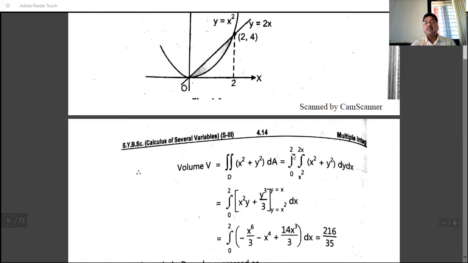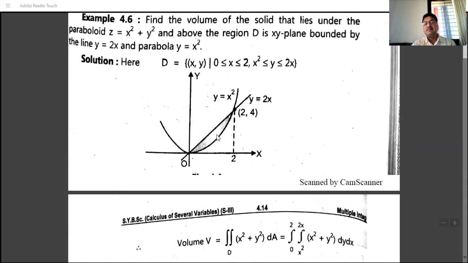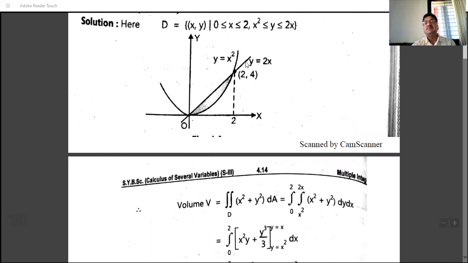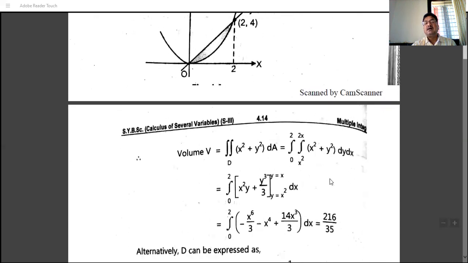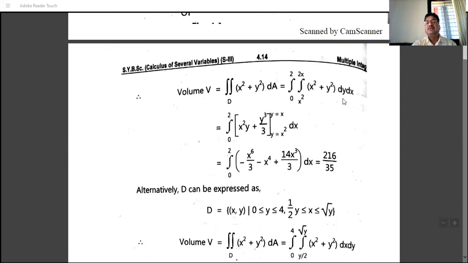If we have to integrate with respect to x first, then take a strip parallel to the x-axis, and then we have the limits. x runs from y by 2 to root y, and y runs from 0 to 4. Okay, so we can integrate with respect to y first and then with respect to x.